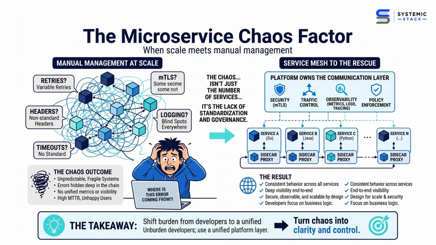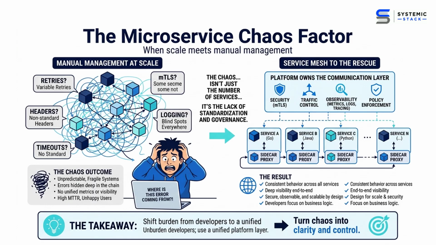We have to talk about the microservice chaos factor because it's the primary driver for mesh adoption. As your service count grows into the hundreds, managing security and traffic manually within your code becomes completely unmanageable. It works well enough for a small team, but at scale, every team starts implementing retries and headers slightly differently. What matters here is that inconsistency leads to fragile systems where you can't guarantee how a request will behave as it hops through 10 different services.